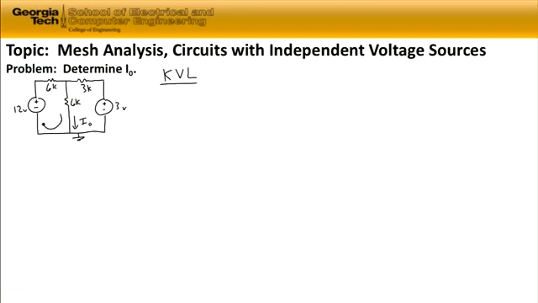So we're going to start with identifying mesh 1 on the left-hand side of the circuit, and we're going to identify mesh 2 on the right-hand side of the circuit. So we have a mesh current 1 and a mesh current 2. And we're going to use Kirchhoff's voltage law, and we're going to sum up the voltages around both of those loops. The first one that we're going to work on is loop 1.